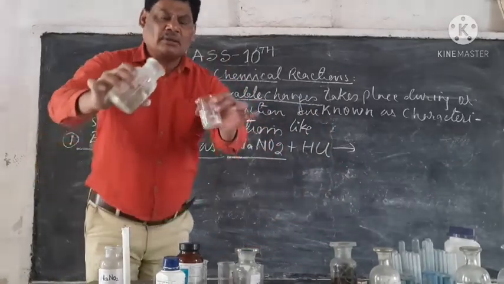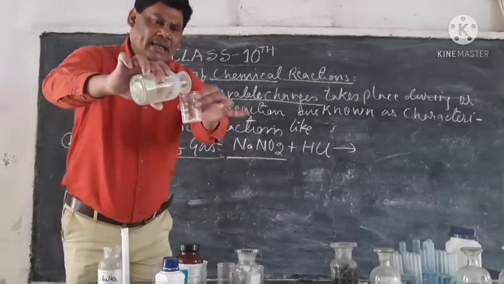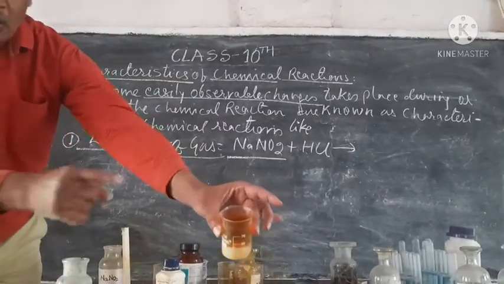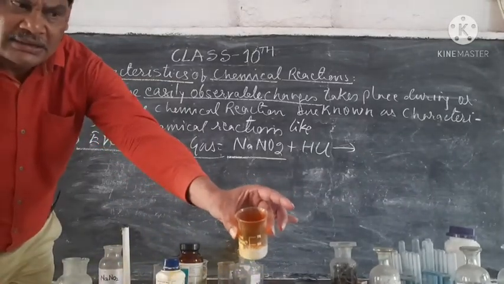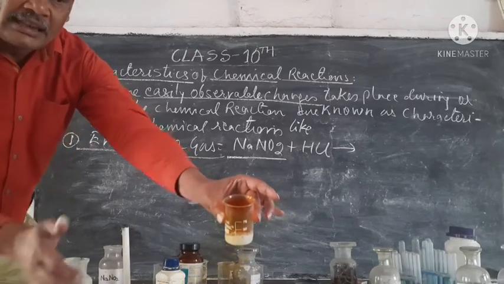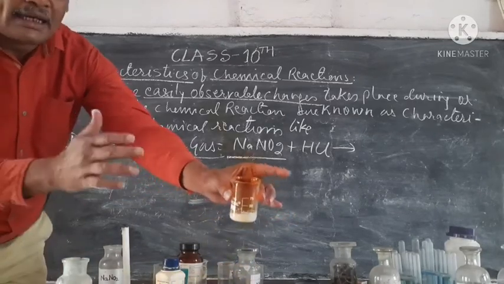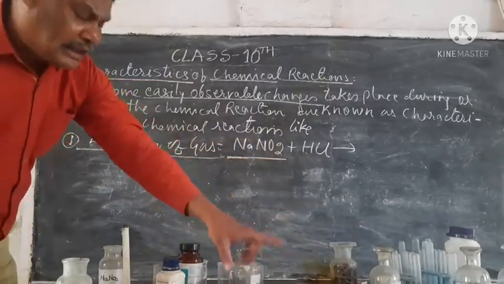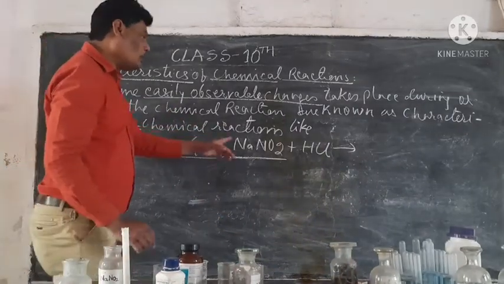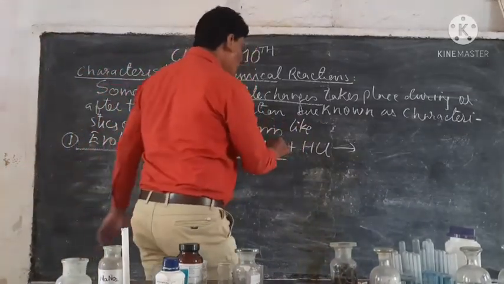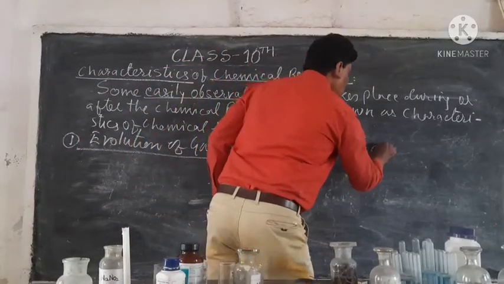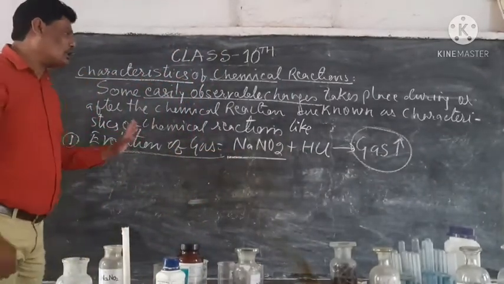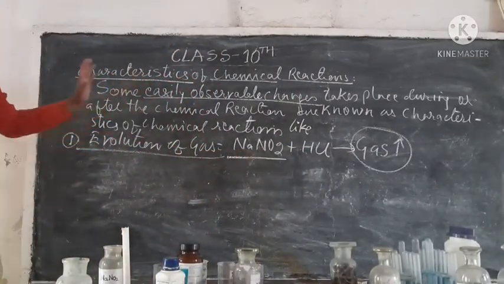Now I am adding the two substances. I can use a dropper, but I am adding directly here. And now look, what has happened? Evolution of brown color gas takes place. Can you see it? Why does it happen? It is because a chemical reaction takes place between HCl and NaNO2. It converts into a new substance by evolution of gas. So the evolution of gas becomes one of the characteristics.